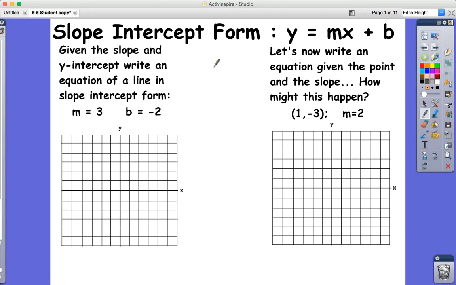And today we are continuing with slope intercept form. Today we're going to write equations given just the point, which is the ordered pair, and the slope. So let's review.